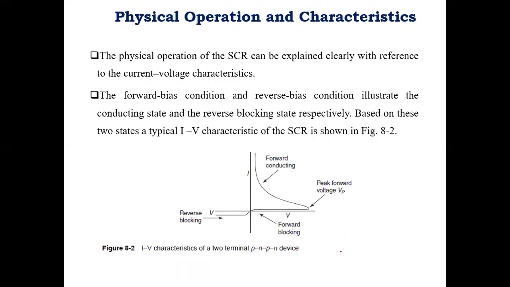The physical operation of the SCR can be explained clearly with reference to the current-voltage characteristics. The forward bias condition and reverse bias condition illustrate the conducting state and the reverse blocking state respectively. Based on these two states, the IV characteristics of the SCR are produced. That depends on the forward blocking and reverse blocking. So after a particular breakdown voltage, it will conduct again in the forward condition.